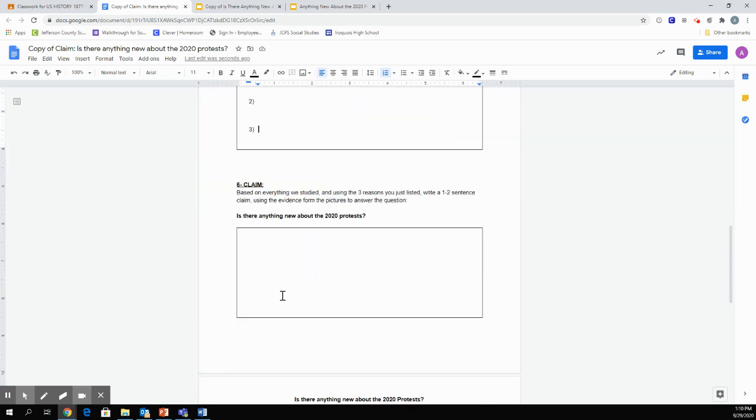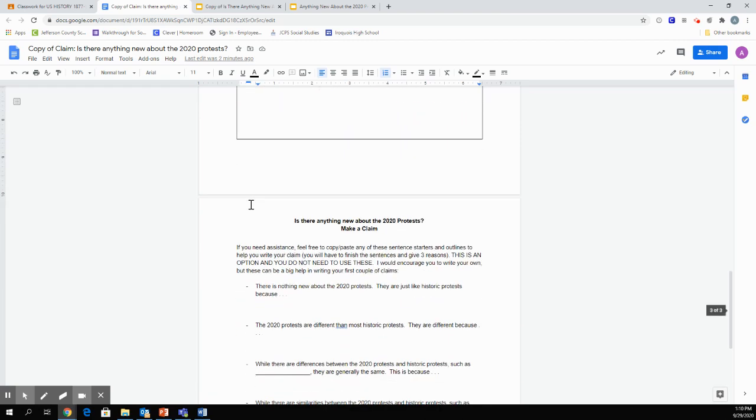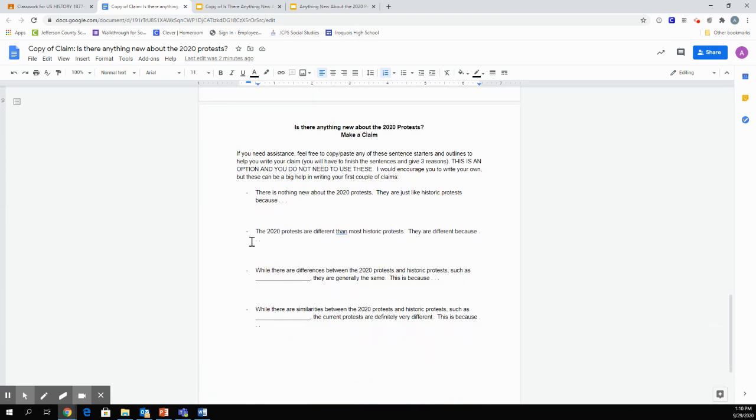And then finally, your claim. This can be a sentence or two, and you're just answering this question in a full claim. Is there anything new about the 2020 protests? Now, you can write this on your own. I've seen good claims that have been 1 or 2 sentences. I've seen them get to be about 4 or 5 sentences. If you're struggling, here's some sentence starters. Let's say that you say there is nothing new about the 2020 protests, and you don't know how to start that. Well, here you go.